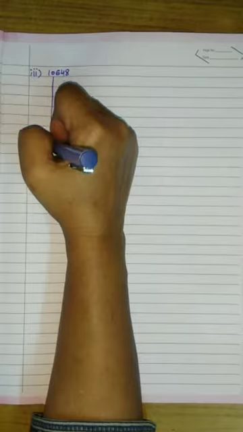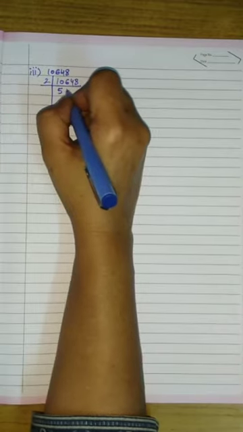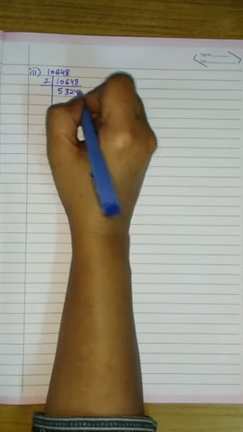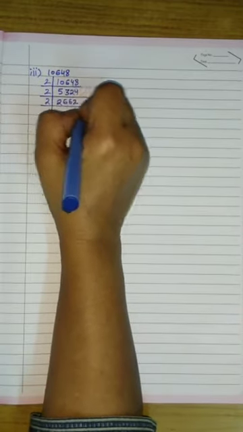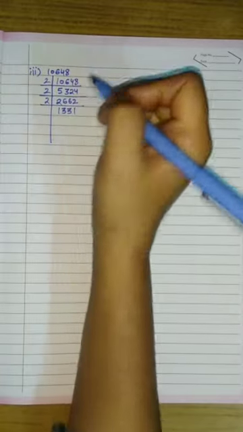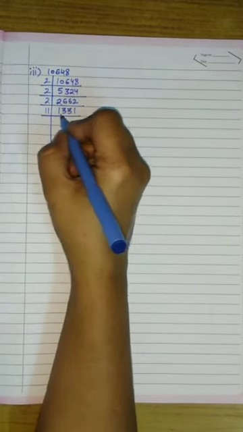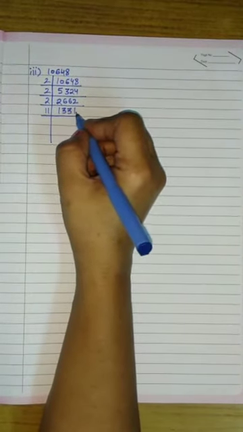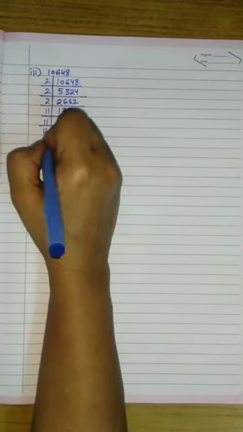Part 3 of this question is 10648. Now we will find the prime factors of this number 10648. We will divide it by 2. We got 5324. Again by 2 we got 2662. Again by 2, 1331. Now 1331 will be divided by 11 because 1331 is the cube of 11. So we got 121, again by 11 and again by 11.